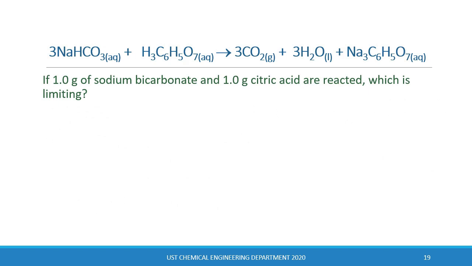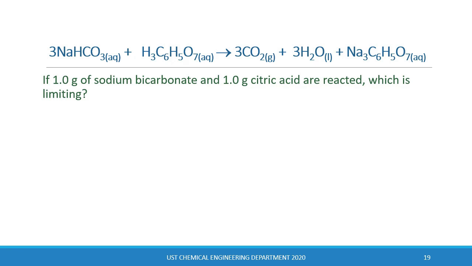The first step in solving this problem is to establish the balanced chemical equation. Since the equation is already given and balanced, we can proceed to solving for the first required. So if 1 gram of sodium bicarbonate and 1 gram of citric acid are reacted, which is the limiting reactant? Recall that the limiting reactant pertains to the compound that limits the amount of product that can be formed. This means that when the limiting reactant is fully consumed, the reaction will stop and the compound that still remains is what we call the excess reactant.